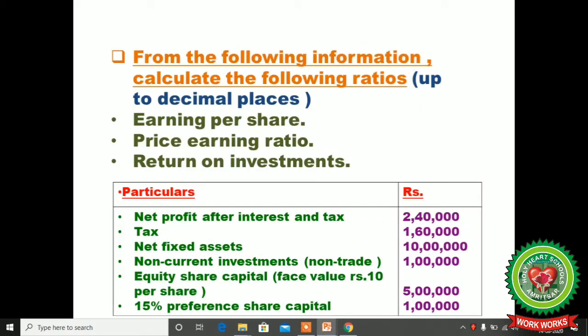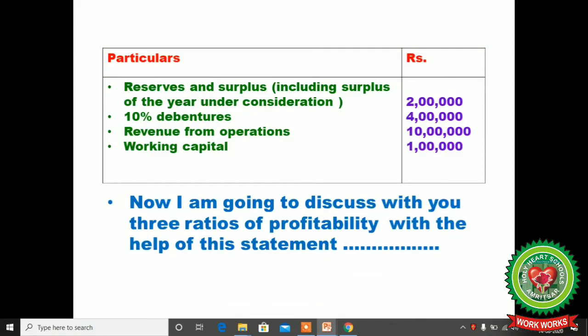Next practical problem. From the following information, calculate the following ratios up to decimal places: earning per share, price earning ratio, return on investment. We are given the information: net profit after interest and tax, net fixed assets, net non-current investments, equity share capital, 15% preference share capital, reserves and surpluses, revenue from operation, 10% debenture, and working capital.